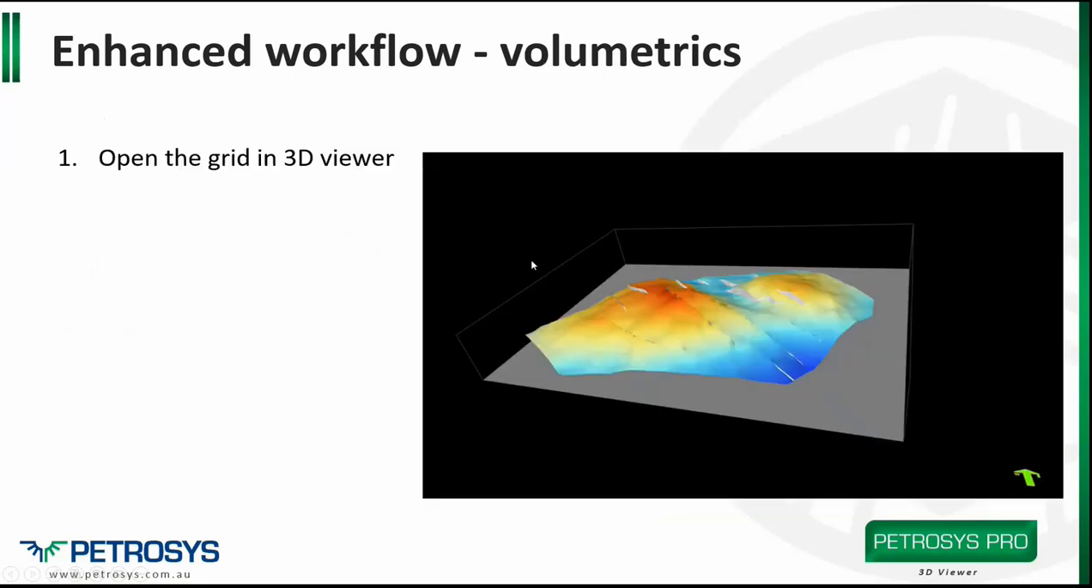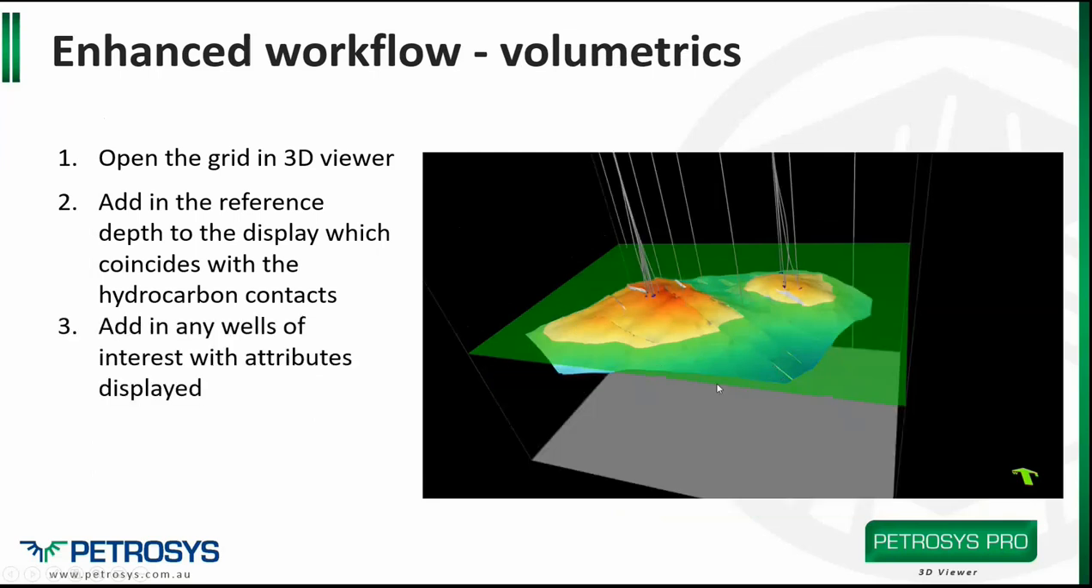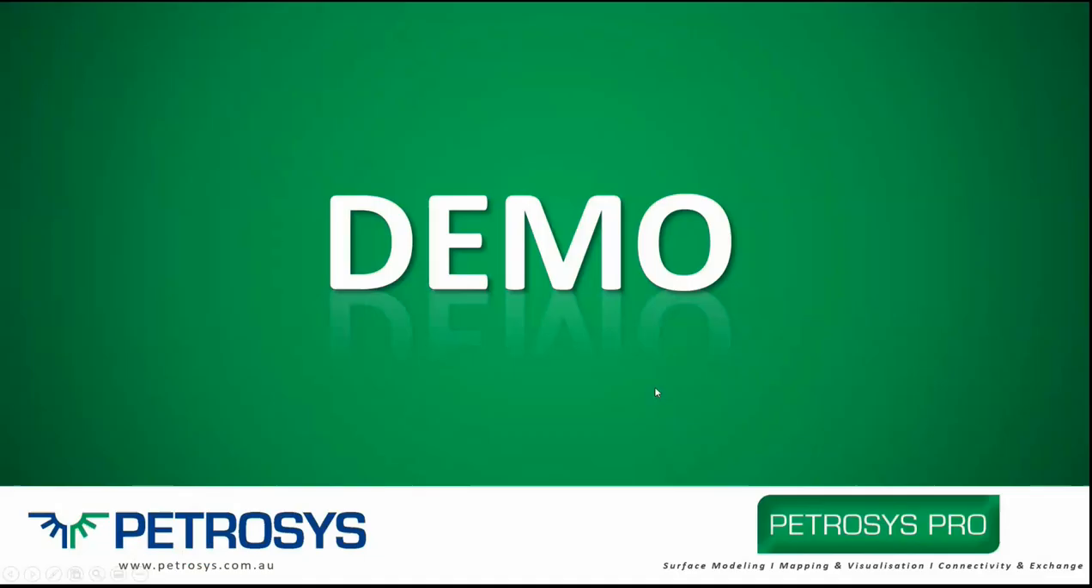Looking at volumetrics, we can display our grid of interest in the 3D viewer, display the reference plane which coincides with our contacts for our hydrocarbons, add any of our wells of interest in, display the tops associated with those wells, and QC those in a 3D view and make sure that it all makes geologic sense and it's the geological model that we expect. Then we can go back into the volumetric tools and surface modelling and run those volumetric assessments. So we can review that geological model and make sure it makes sense before we run that.